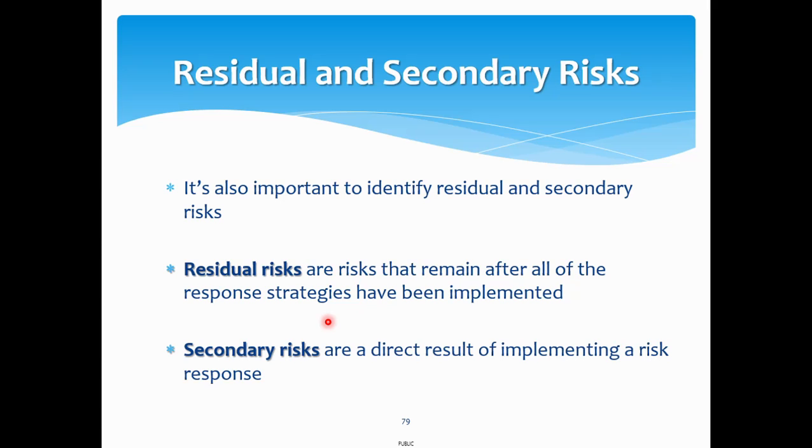Secondary risk is where you try to take a corrective action, and that can trigger another risk itself. So where you trigger an activity to avoid a certain risk, that can have another cascading risk, another secondary risk involved. So these are two concepts.